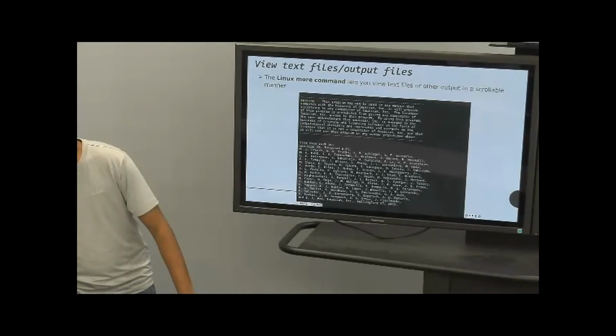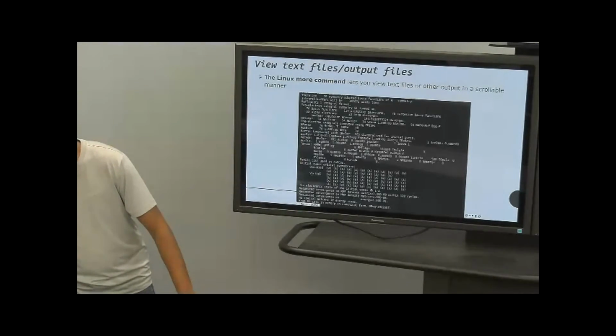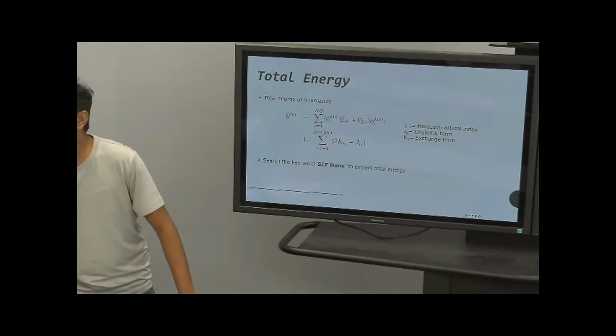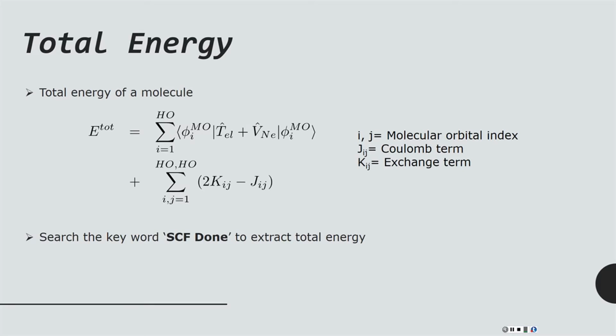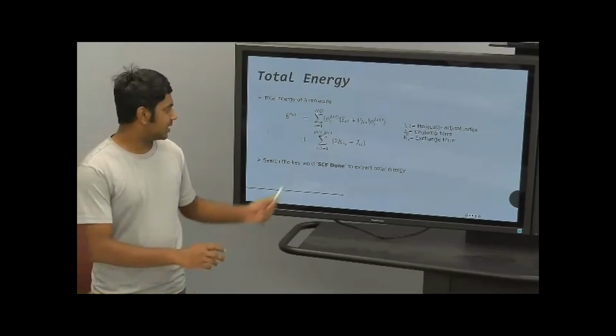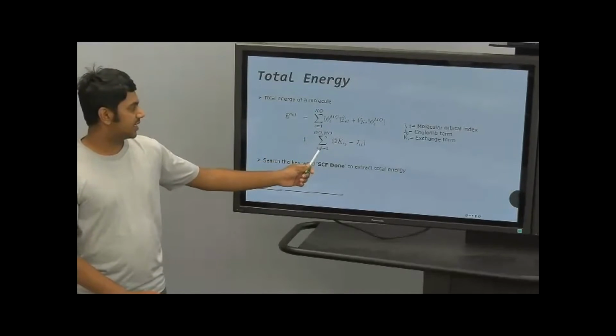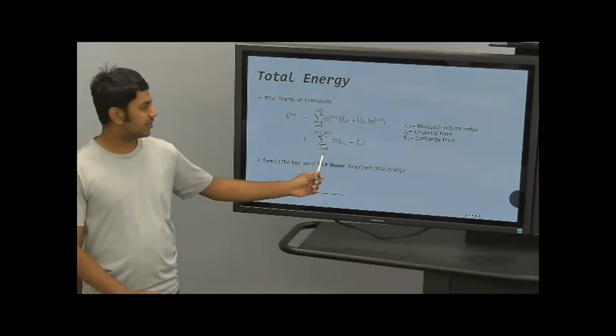Okay, so this is the log file, and now how to extract the total energy from it. This equation gives the total energy of a molecule according to Hartree-Fock theory. This part of the equation represents the electron-nuclei interaction, and this part the electron-electron interaction.